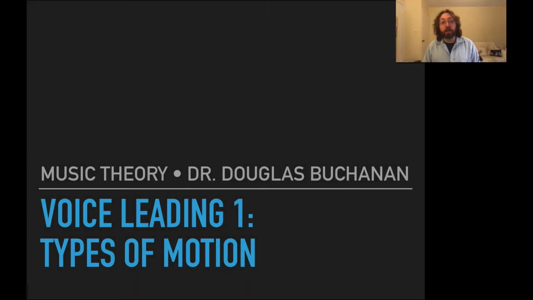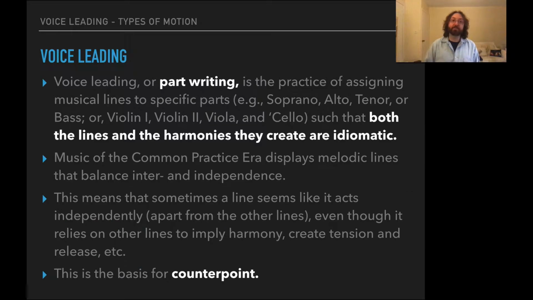Here's a quick little video on types of motion used in voice leading and counterpoint. Voice leading, or part writing, is the practice of assigning musical lines to specific parts. For instance, if you're writing for chorus, you'd be part writing for soprano, alto, tenor, or bass. Or if you're writing for a string quartet, violin 1, violin 2, viola, and cello.